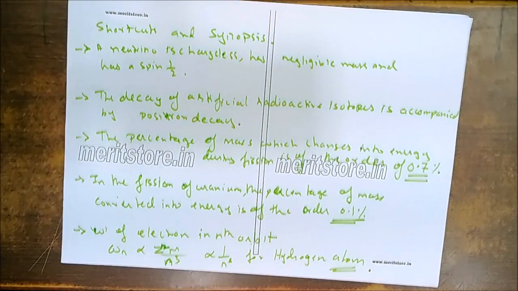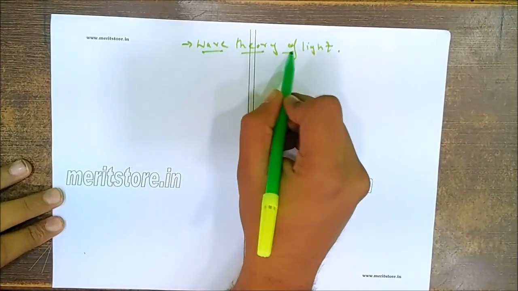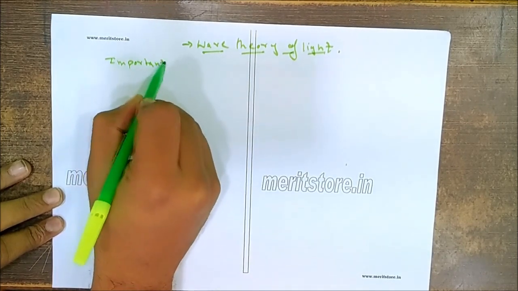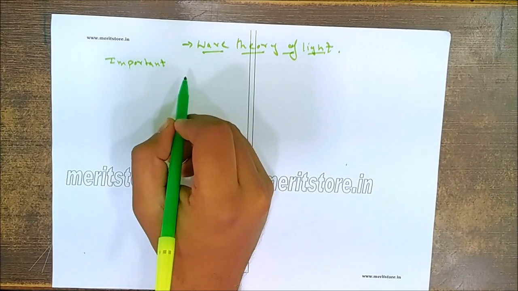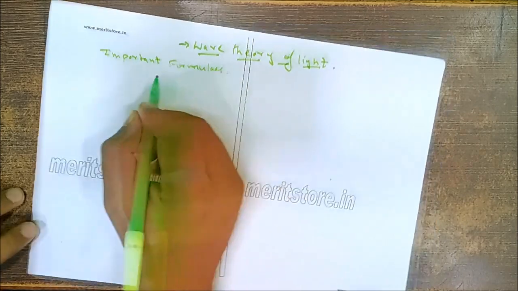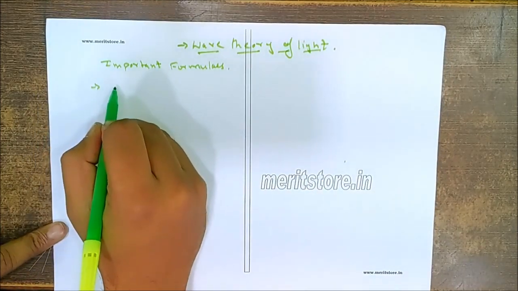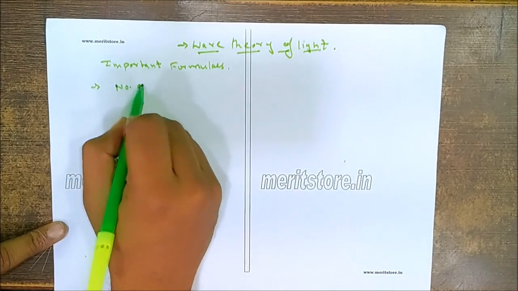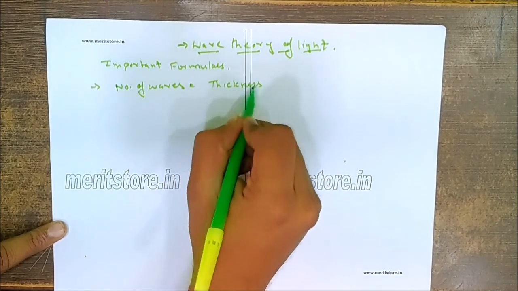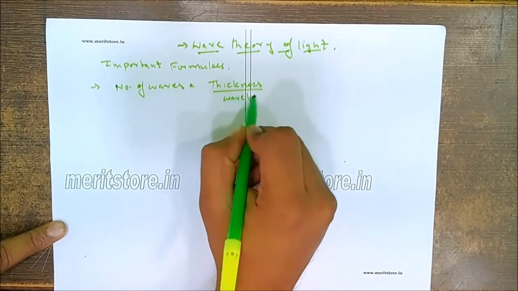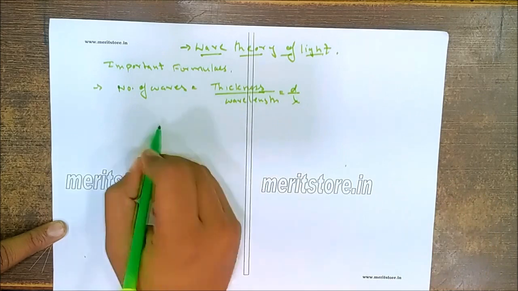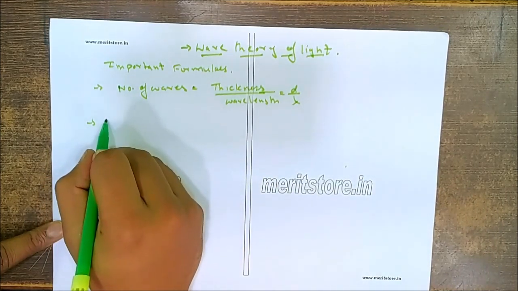The next chapter, wave theory of light or wave optics, important formulas. So we have discussed this chapter as an important one. Here we will discuss more shortcuts and more important formulas. Now we have number of waves, which is given as thickness upon wavelength, that is d by lambda. Ratio of width of wavefronts.